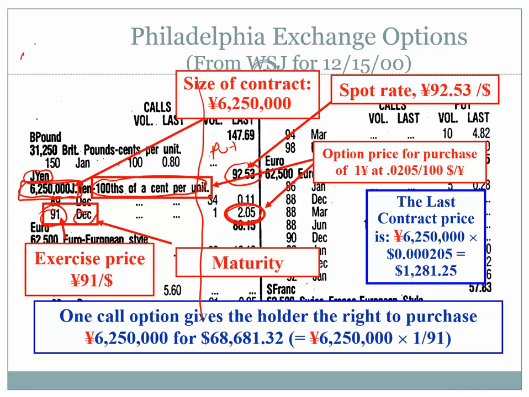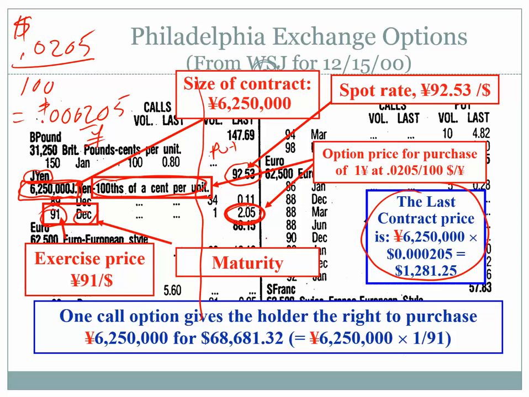So let's write 2.05 cents. All right, so that's how I'd write 2.05 cents. But this price is hundredths of a cent per unit. So if I divide that by 100, I get 0.000205. That's the actual price per yen. So if I want to buy this contract that gives me the right to sell yen at 91, I'll pay 0.00205 times 6.25 million yen. The yen cancel out, right, because that's a price per yen. It'll cost me $1,281 to buy this put option to sell yen for 91.